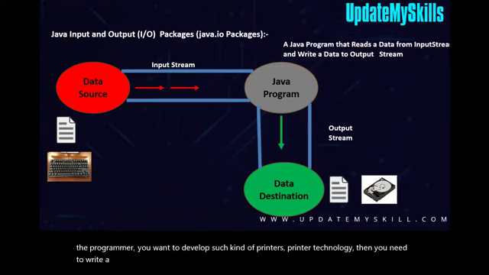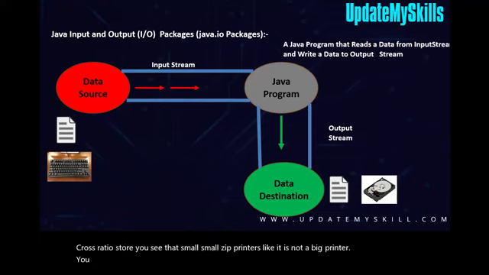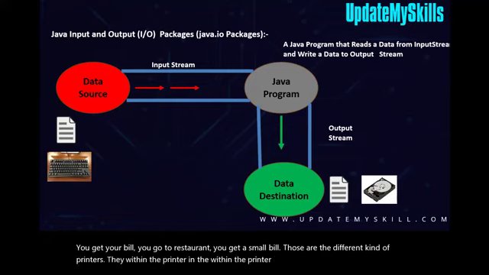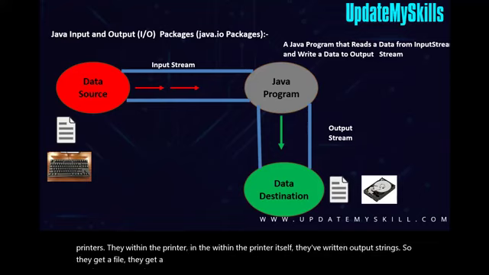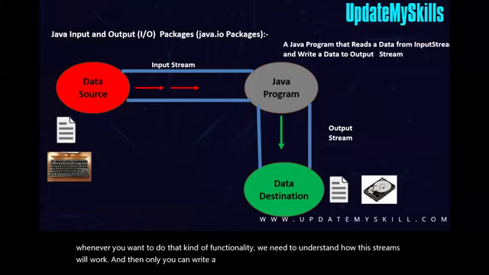If you go to the grocery store, you see those small Zebra printers. It is not a big printer. You get your bill. You go to a restaurant, you get a small bill. Those are different kinds of printers. Within the printer itself, they have written output streams. So they get a file, a PDF, any kind of document, and you are able to print it. Whenever you want that kind of functionality, we need to understand how these streams work, and then only you can write a program like this. And those are the real examples.